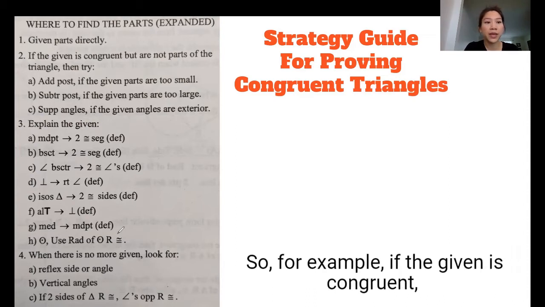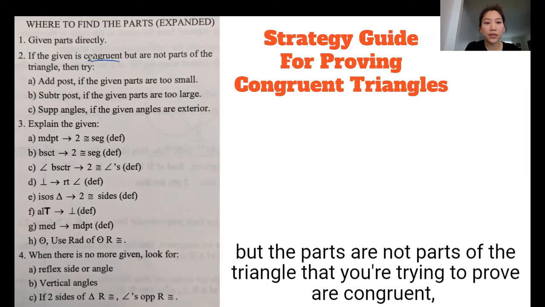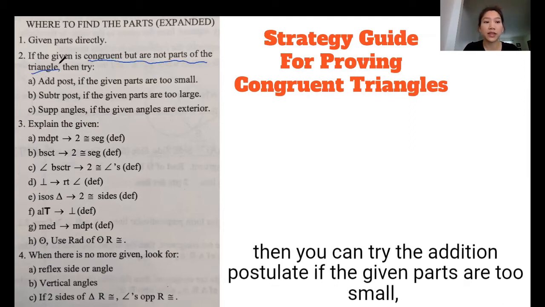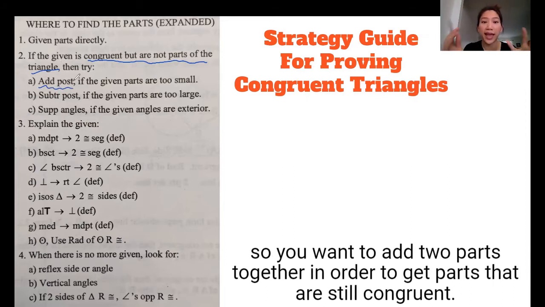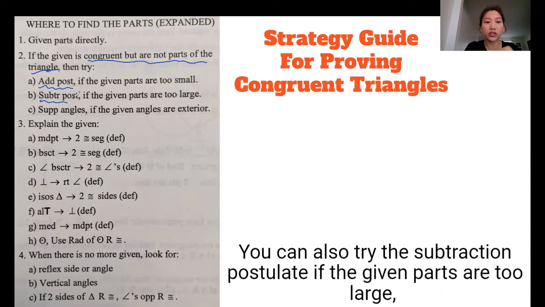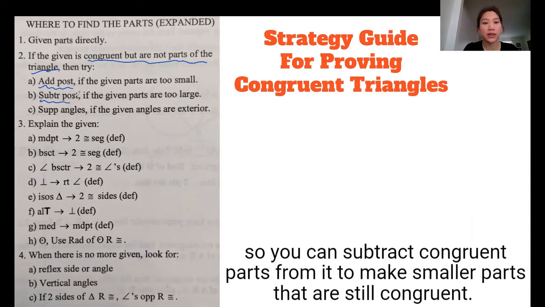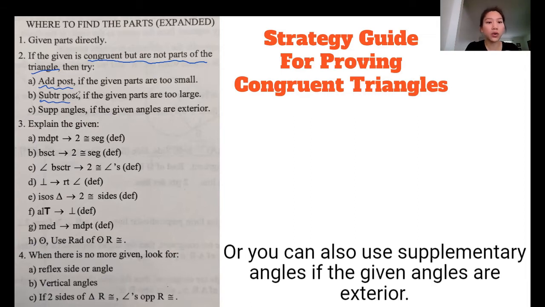For example, if the given parts are congruent, but they are not parts of the triangles that you're trying to prove congruent, then you can try the addition postulate. If the given parts are too small, you add two parts together in order to get parts that are still congruent. You can also try the subtraction postulate if the given parts are too large, so you can subtract congruent parts from them to make smaller parts that are still congruent. Or you can also use supplementary angles if the given angles are exterior.